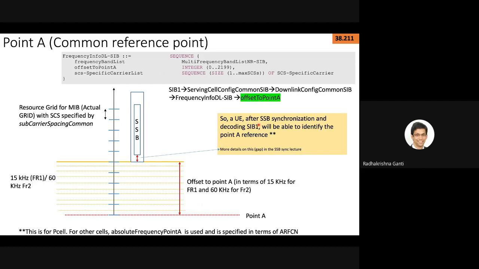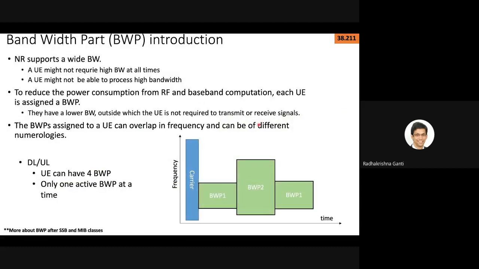Okay, good. So now let's just talk about a brief introduction to bandwidth part. Again, we'll do this bandwidth part in detail once we finish the MIB and the SIB messages. For now, let's understand what is bandwidth part. 5G NR supports very, very wide bandwidth, 100 megahertz for FR1 and 400 megahertz for FR2.